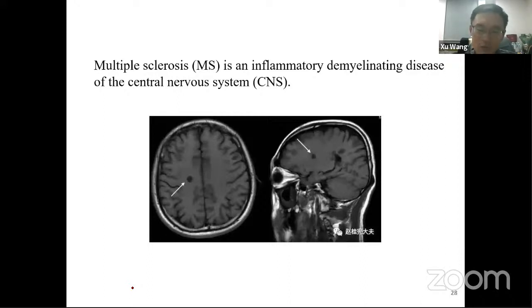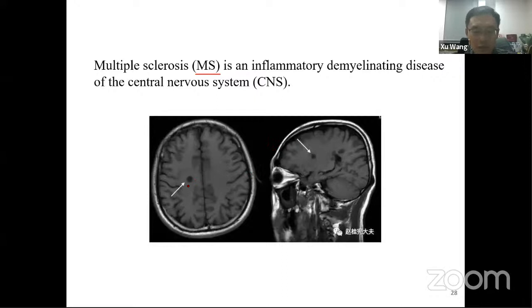So after talking about deubiquitinases, now we have to talk about the second concept, neuroinflammation. To study neuroinflammation, I used the neuroinflammatory model of multiple sclerosis. Multiple sclerosis, or MS, is an inflammatory demyelinating disease of the central nervous system. It is an autoimmune disease of the brain.